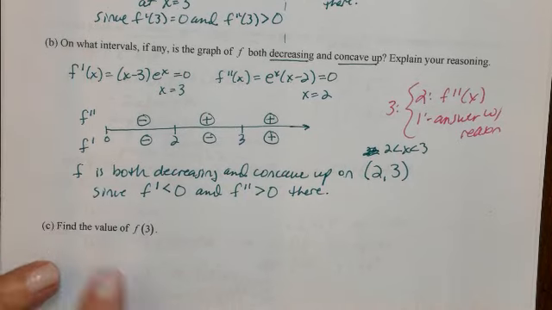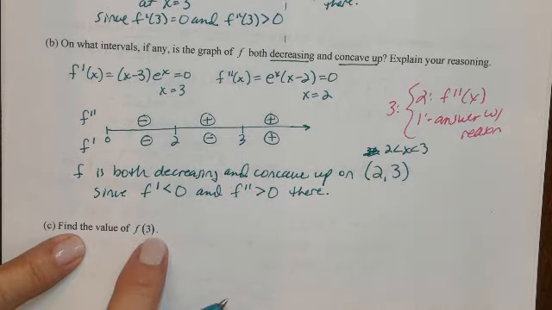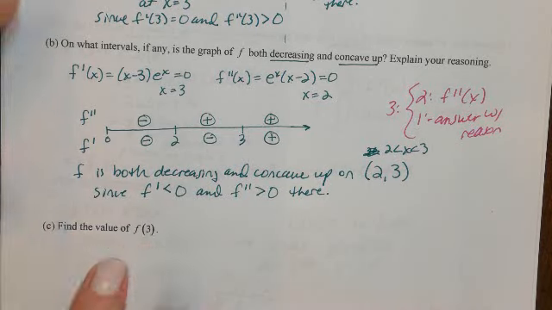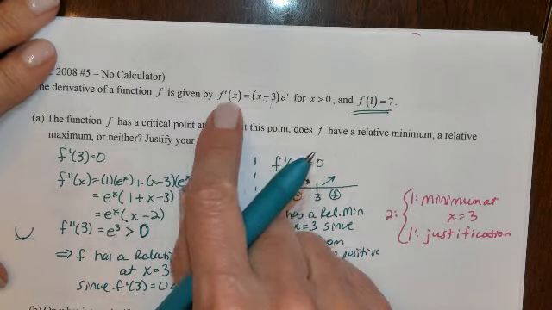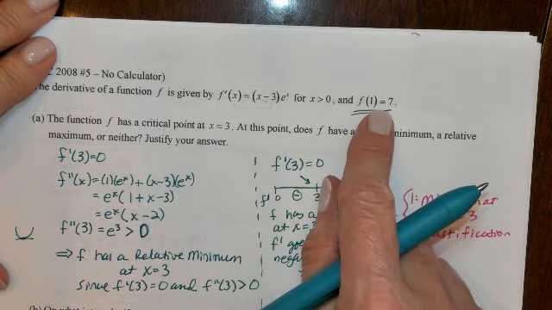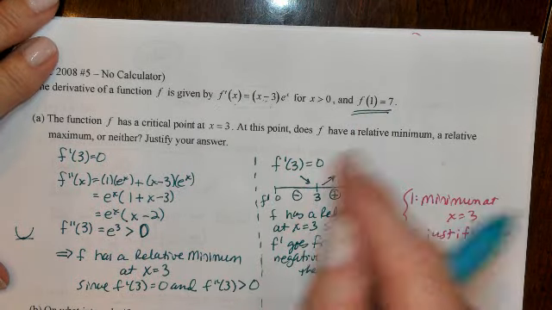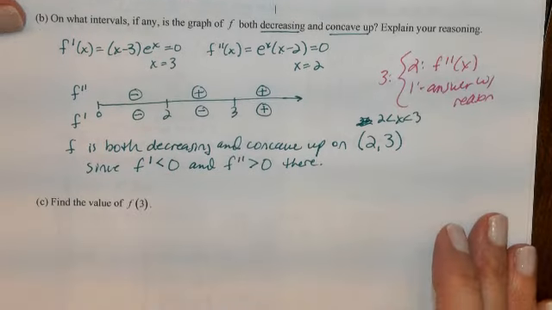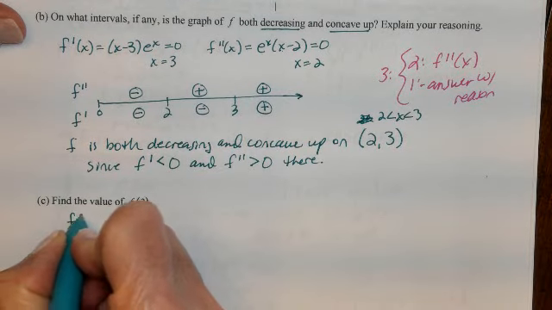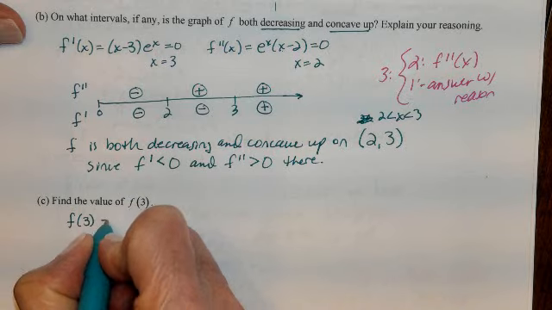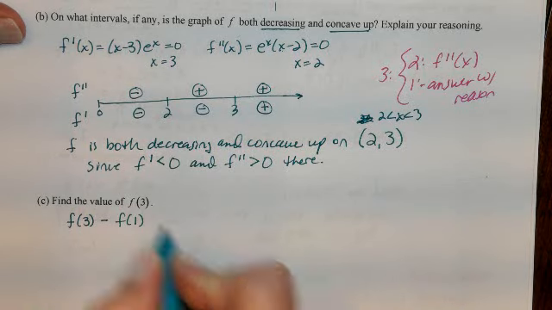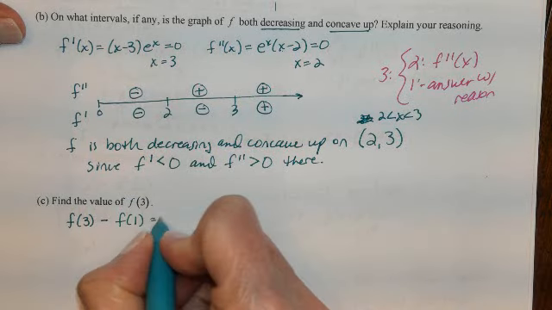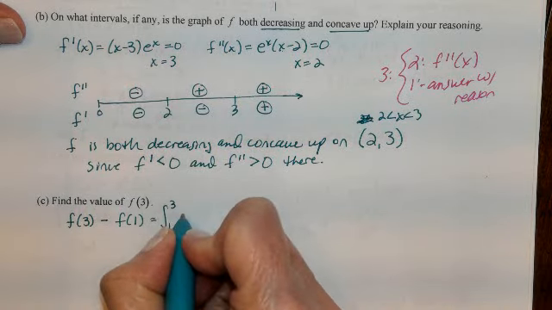And then they just say, find the value of f of 3. The value of f of 3. We know f prime. We know an initial condition, so we can find any other point, right? Using the first fundamental theorem of calculus. I'm going to set up the first fundamental theorem. F of 3 minus f of 1, since that's our known, is equal to the integral from 1 to 3 of f prime.